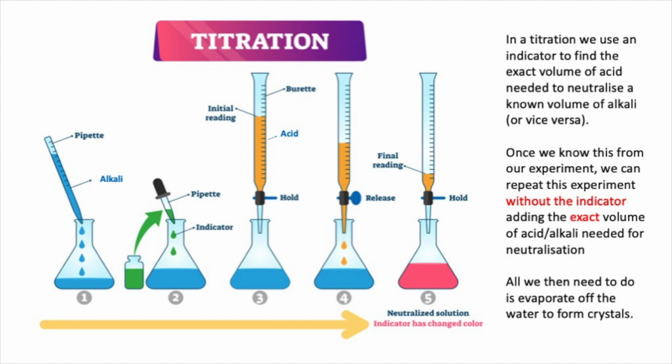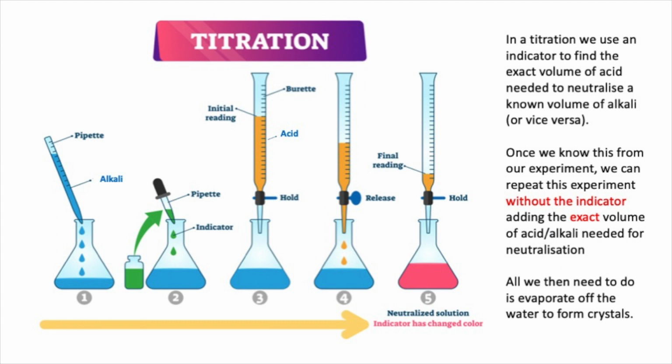Now there are different sizes of pipettes, but usually in a titration the pipettes that we use will measure out either 20 centimeters cubed of alkali or acid or 25 centimeters cubed of the acid or alkali, and they will measure this out accurately. And in this picture you can see that we put the alkali into the conical flask. Now the next step is to add indicator.